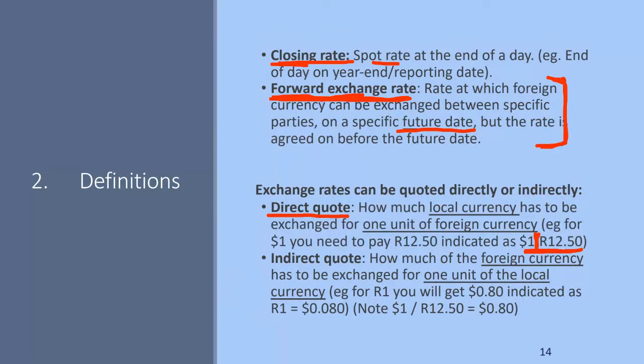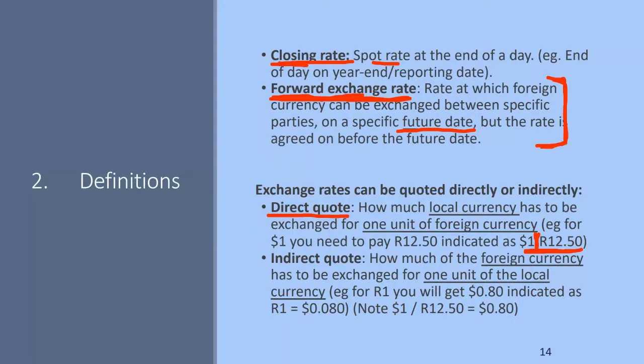Just because the rand is so weak. So you'll see here it says 12 rand 50 for $1. Okay, so it's the amount of rands you need to buy one foreign currency, one unit of foreign currency. Okay, so that is the direct quote.